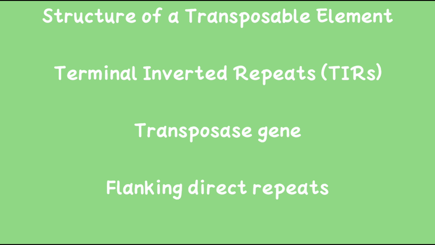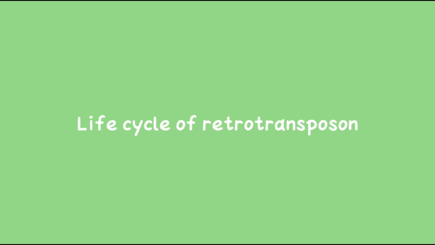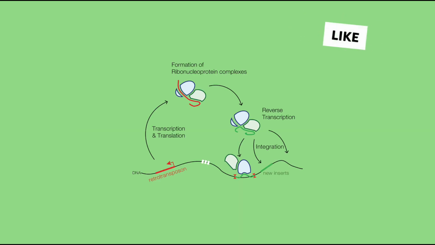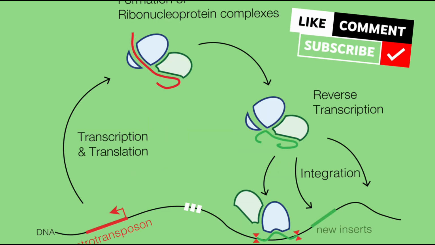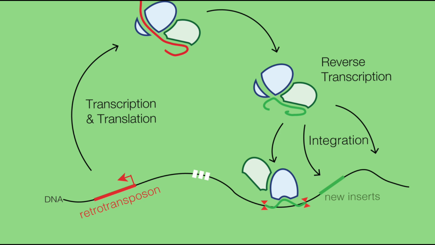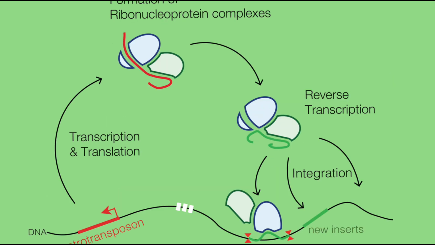Now let's know the life cycle of a retrotransposon, a genetic element that can copy and paste itself into a new location in the genome through an RNA intermediate. Here is the step-by-step explanation. Retrotransposon DNA is first transcribed into RNA. RNA is then translated into proteins needed for the transposon to replicate itself. The retrotransposon RNA, the red strand, combines with the proteins, depicted in blue and green here, to form a ribonucleoprotein complex. These proteins usually include reverse transcriptase and integrase, which are essential for the next step.